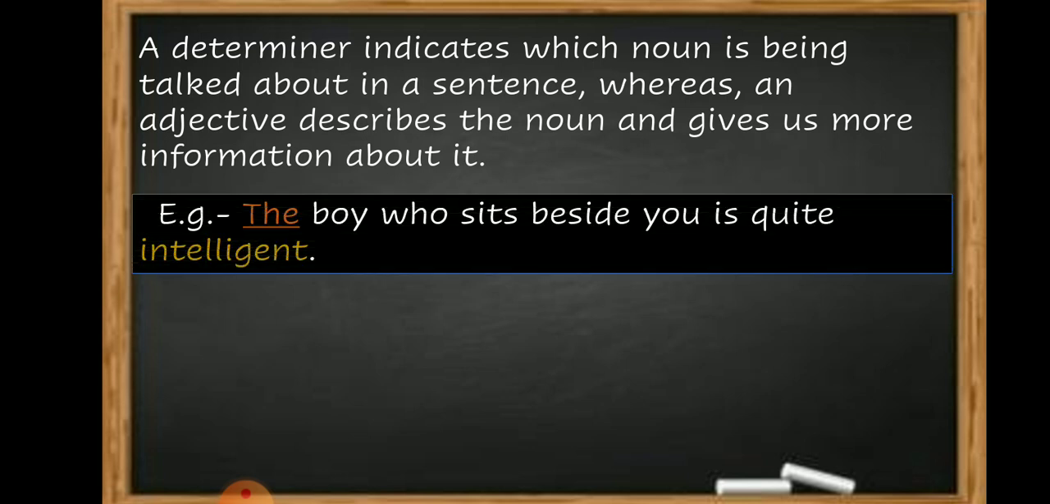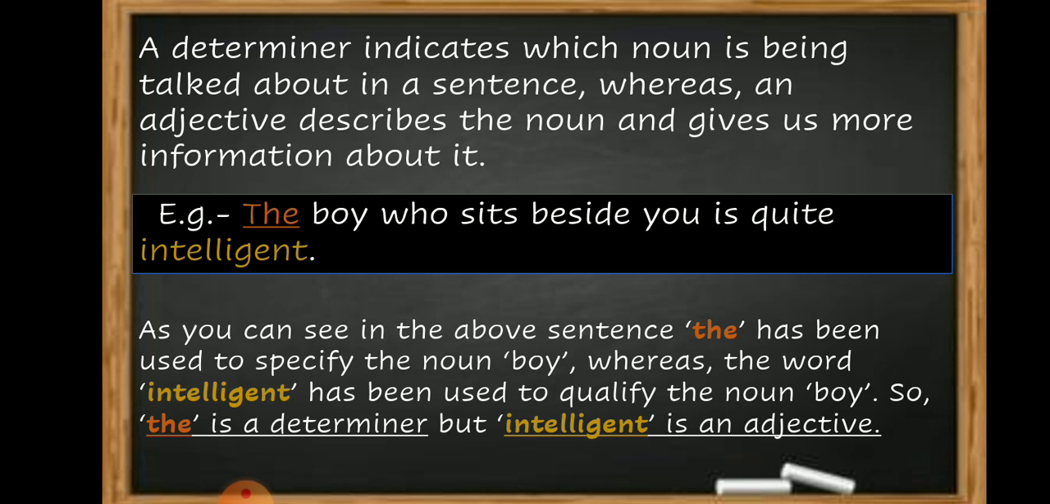Let's see the example. The boy who sits beside you is quite intelligent. Here we can see that the word the has been used to specify the noun boy. Which boy we are talking about. Whereas the word intelligent speaks about the quality of the noun boy. So, the is a determiner, whereas intelligent is an adjective.